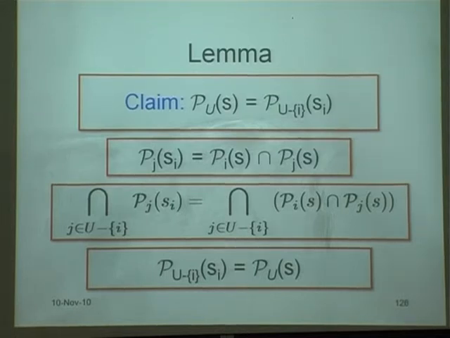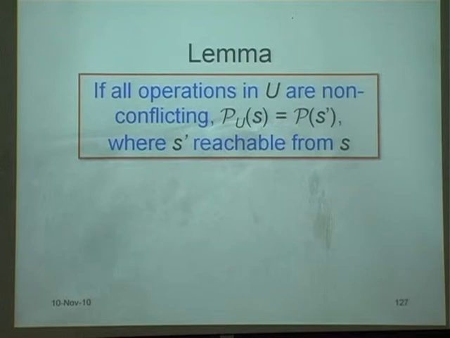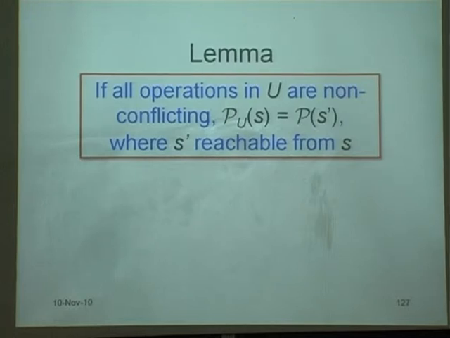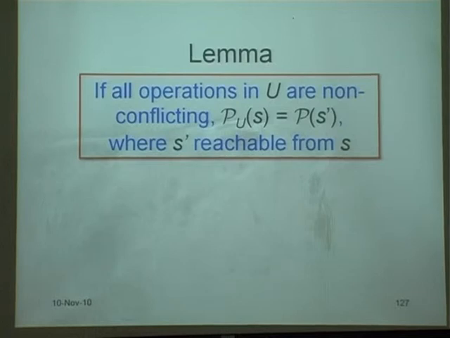It has to be non-conflicting with every j. Yeah, so this is in the case where we're non-conflicting. So what we want to say is that if all the operations in U are non-conflicting, then P sub U of S, because we want to do the nerve lemma, we want to look at all the possible intersections of the P sub I.